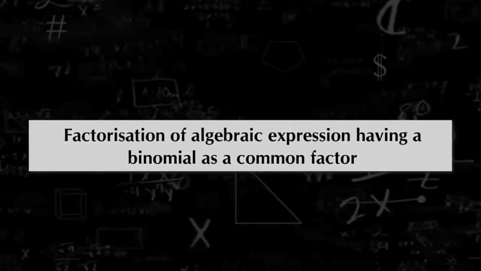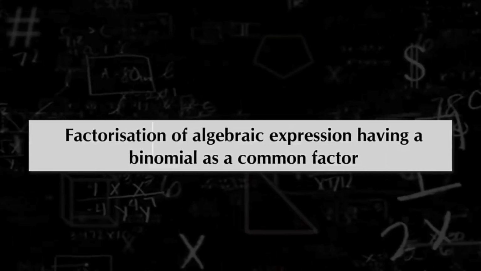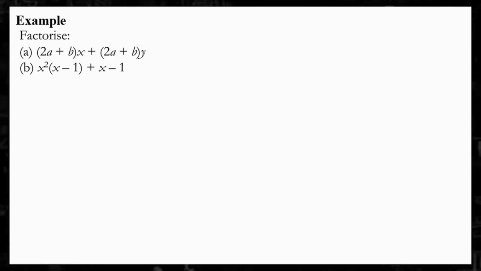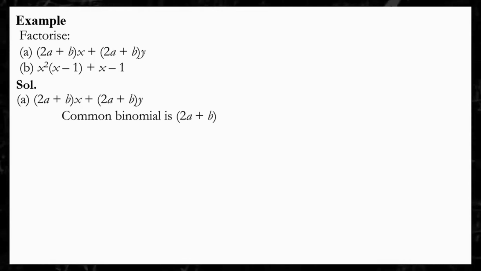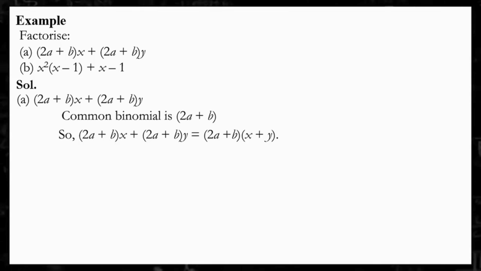Factorization of algebraic expressions having a binomial as a common factor. Example: factorize A, (2a plus b) into x plus (2a plus b) into y. B, x square into (x minus 1) plus x minus 1. Solution A: (2a plus b) into x plus (2a plus b) into y. The common binomial is (2a plus b). So, (2a plus b) into x plus (2a plus b) into y is equal to (2a plus b) into (x plus y).